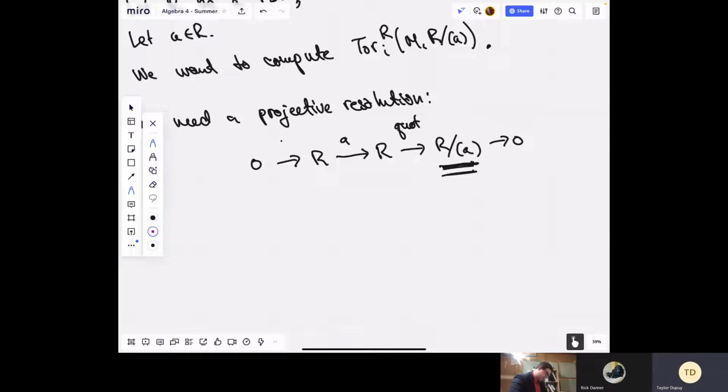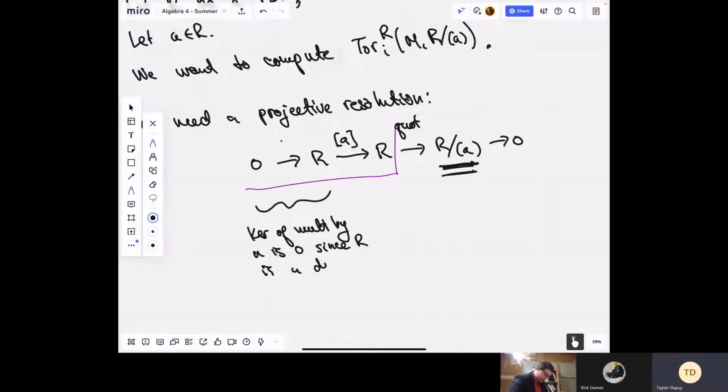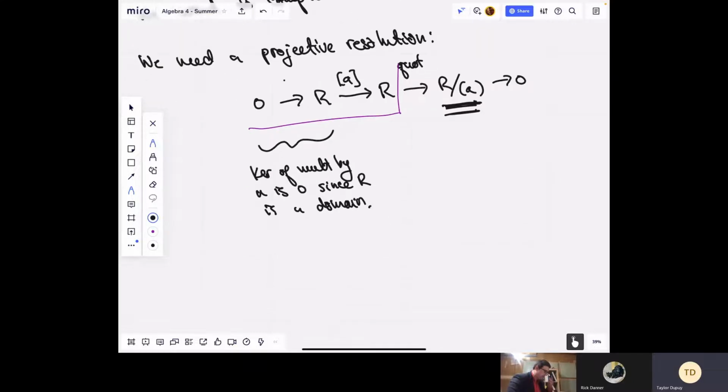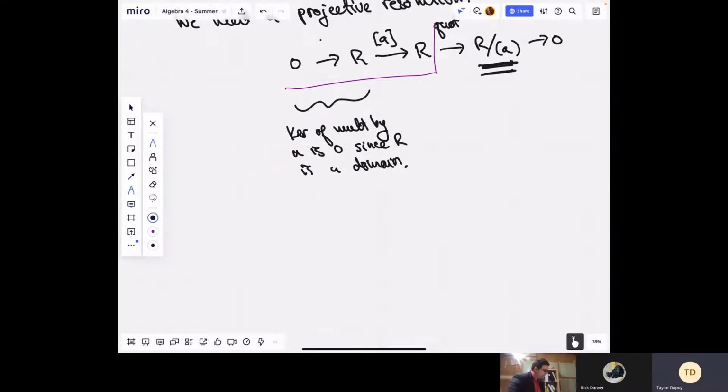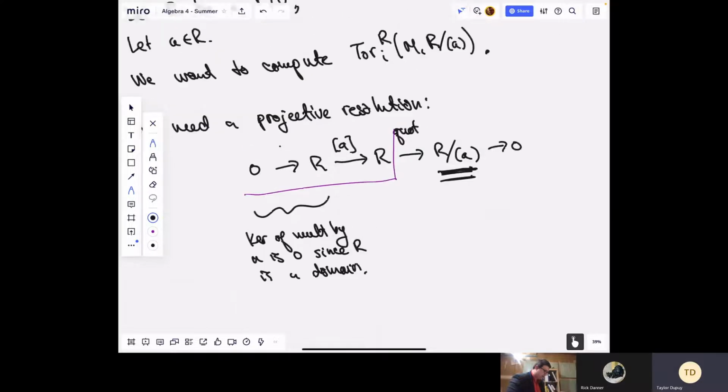So this part here is the projective resolution. And notice that the kernel of multiplication by A is 0 since R is a domain. Okay, so I guess we haven't really used anything about a PID so far.